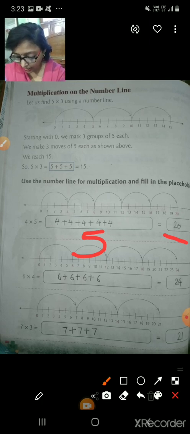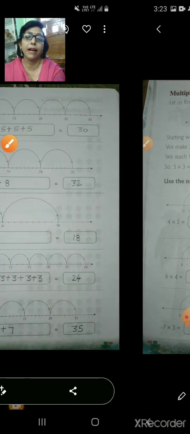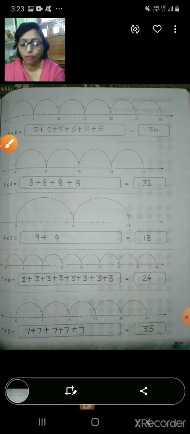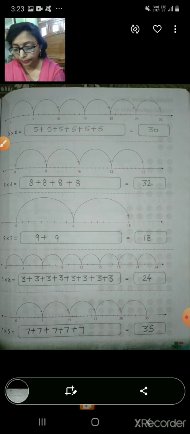page number 94 and page number 95. Also in addition form you will solve all these questions.